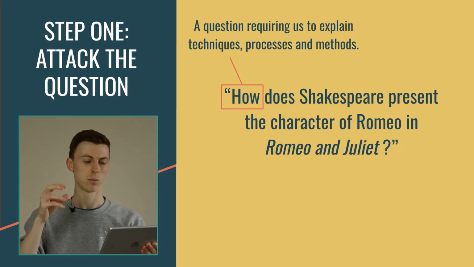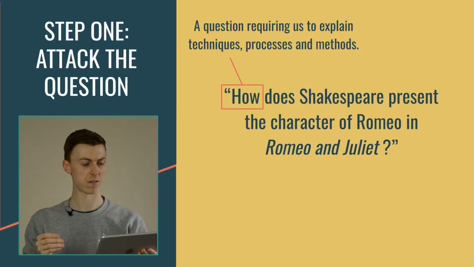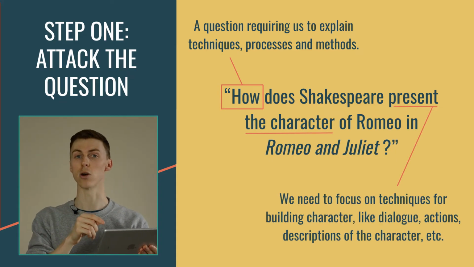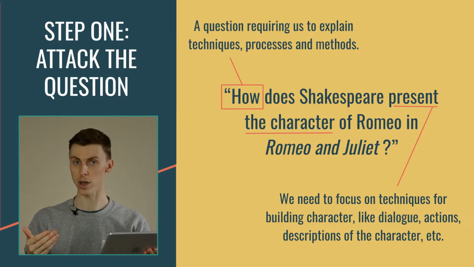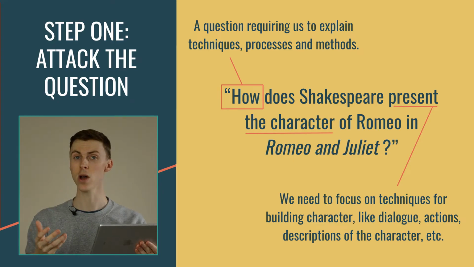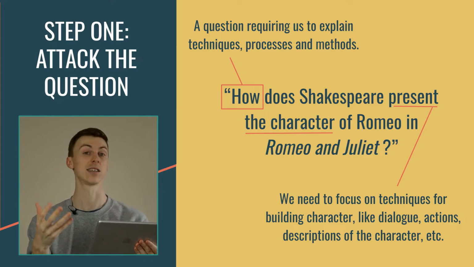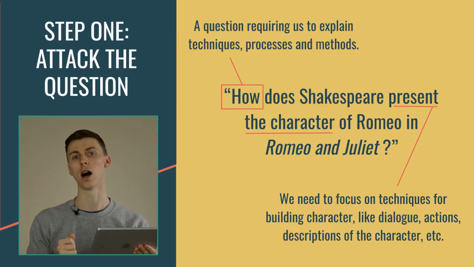The next phrase, presents the character, tells us what kind of processes we want to be focusing on. In this case, we're looking at processes that the writer employs to present the character of Romeo to us. So we need to be thinking about what kind of impressions we have of Romeo and what Shakespeare has done to give us those impressions. That's going to be the content of our argument.